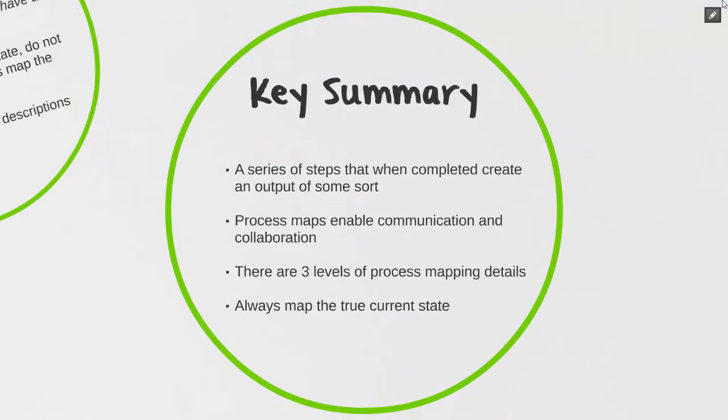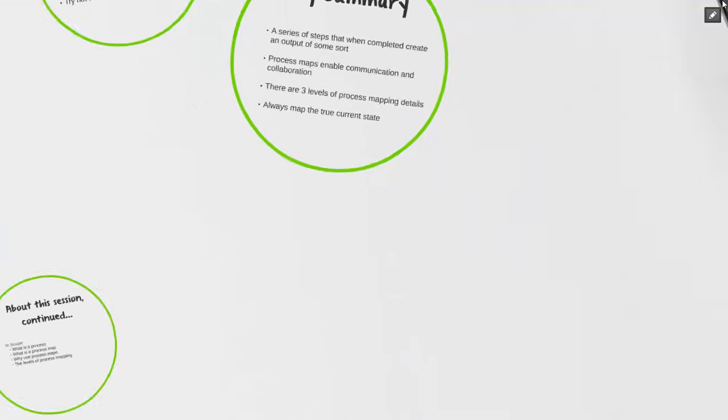Key items from today's session are: Process maps are an illustration of what processes look like to help you communicate and collaborate with multiple stakeholders. There are 3 levels of process maps, and the details at each one of those levels is different. And when producing your process maps, always try to map out the current state.